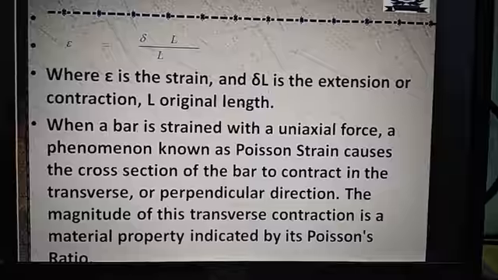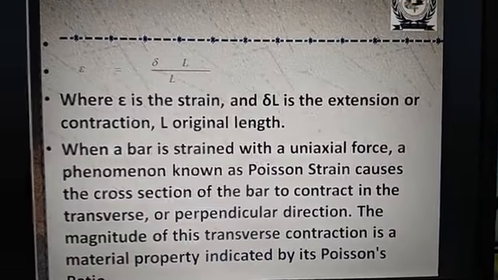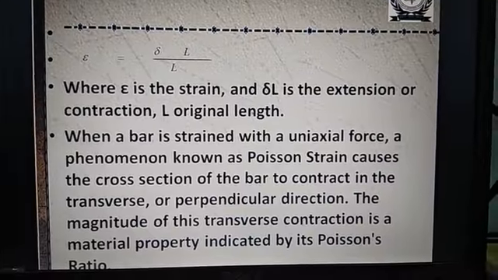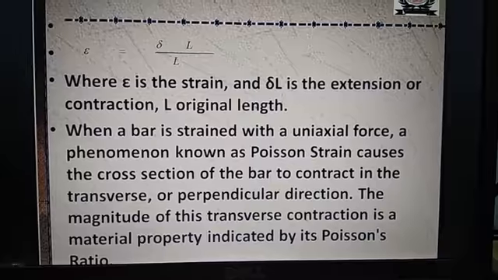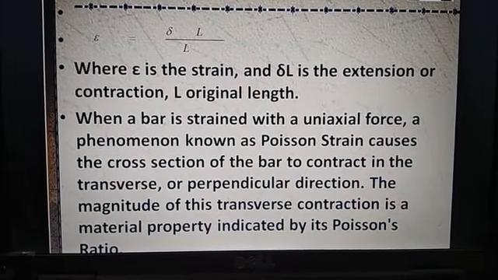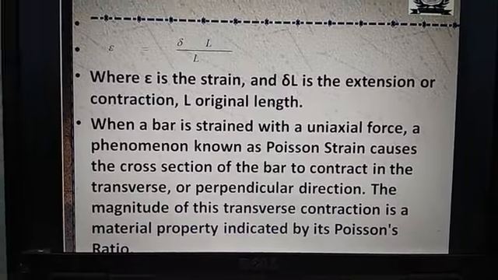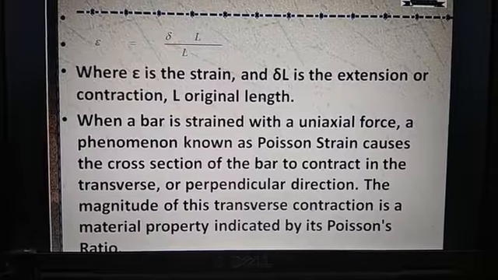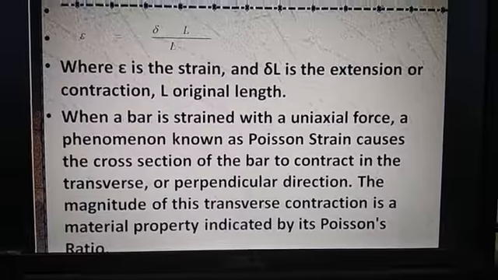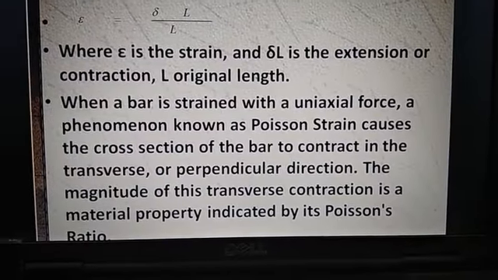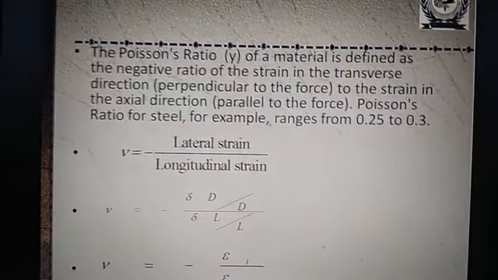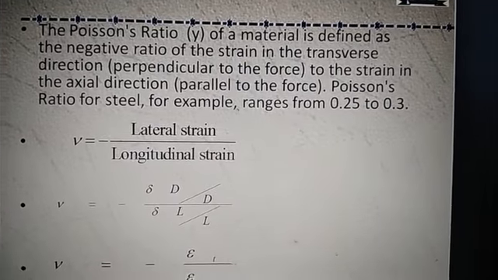When a bar is strained with a uniaxial force, a phenomenon known as Poisson's strain causes the cross section of the bar to contract in the transverse or perpendicular direction. The magnitude of this transverse contraction is a material property indicated by its Poisson's ratio. This is the Poisson's ratio.